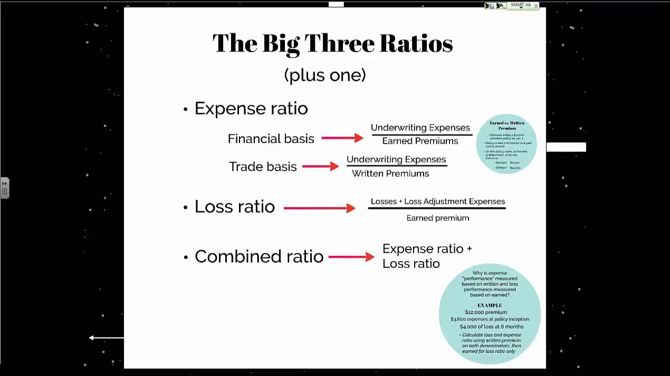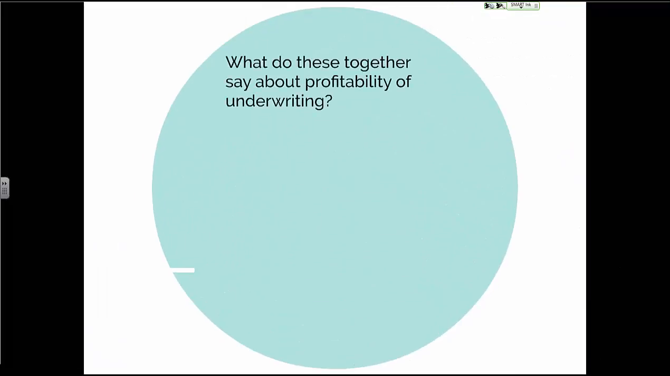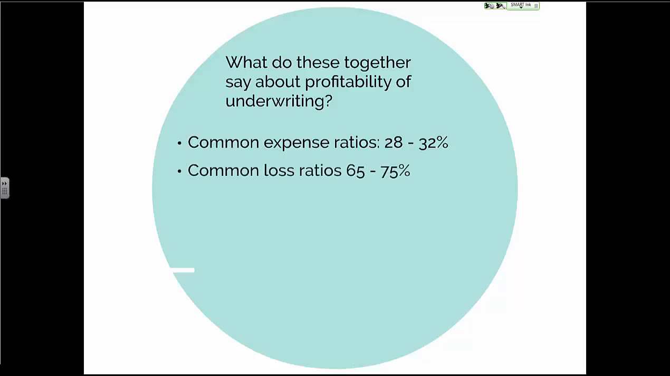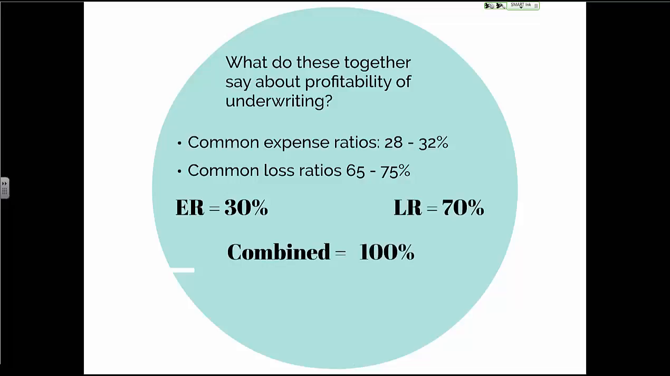The combined ratio is simply the expense ratio plus the loss ratio. This is an extremely useful ratio because this together can tell us a lot about the profitability of underwriting. So what do these together say about the profitability of underwriting? Well, common expense ratios range between 28% and 32%. Our last example was 30%, so that was right in the range. Common loss ratios range from 65% to 75%. So if we have an expense ratio of 30% and a loss ratio of 70%, the combined ratio is 100%.